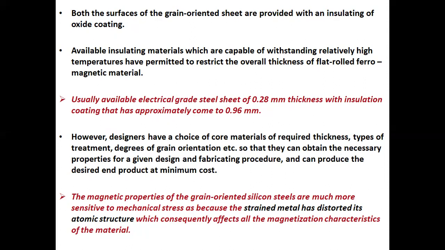The magnetic properties of the grain-oriented silicon steels are much more sensitive to mechanical stress, because the strained metal has a distorted atomic structure, which consequently affects all the magnetization characteristics of the material.